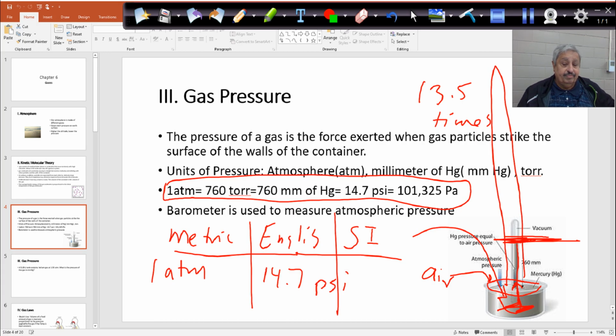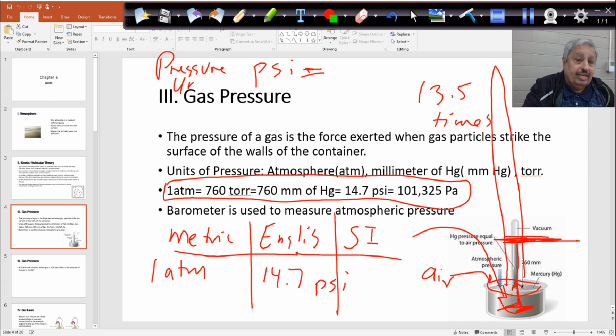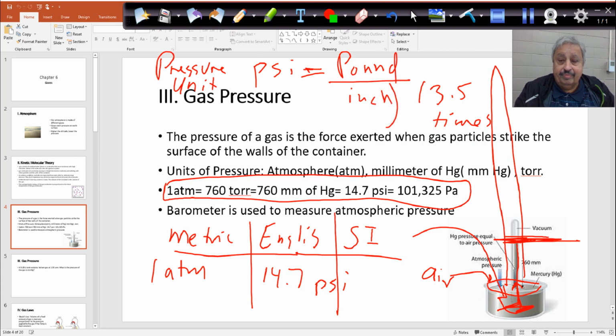PSI stands for what? PSI. Come on, guys, don't let me down. That's the pressure unit here. Pressure unit. Somebody will tell me? PSI. Here, guys. Pound per square inch. Inch square. Correct?